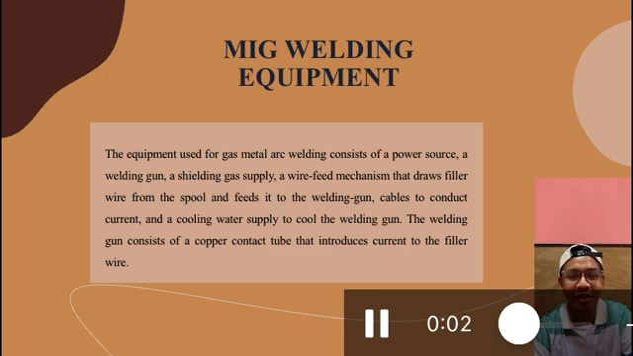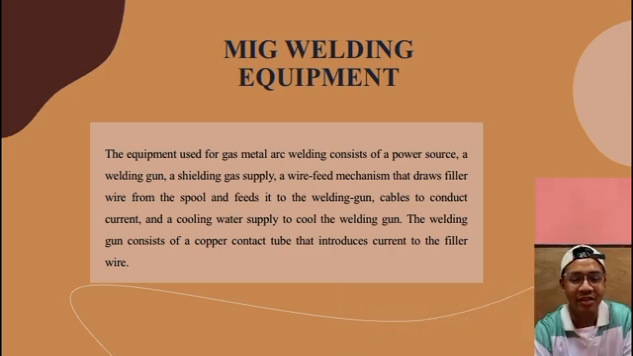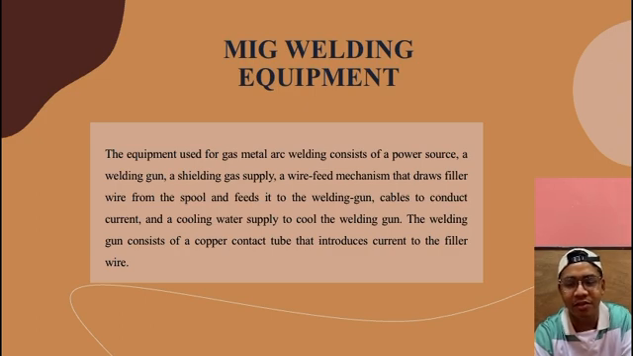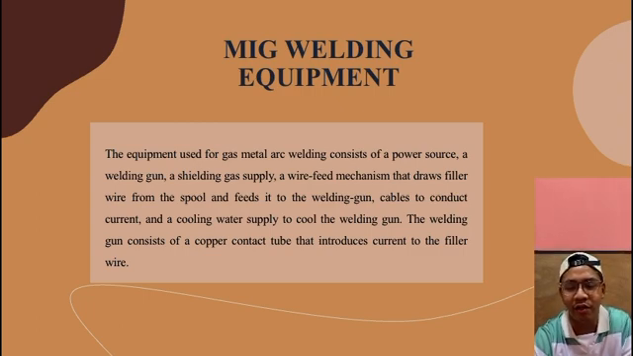The MIG welding equipment used for gas metal arc welding consists of a power source, a welding gun with shielding gas supply, a wire feed mechanism that draws filler wire from the spool and feeds it to the welding gun, cable to conduct current, and a cooling water supply to cool the welding gun. The welding gun consists of a copper contact tube that introduces current to the filler wire.